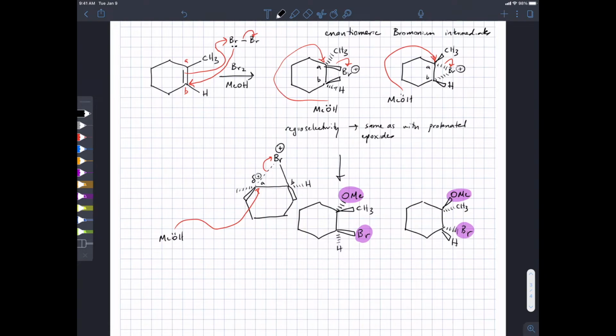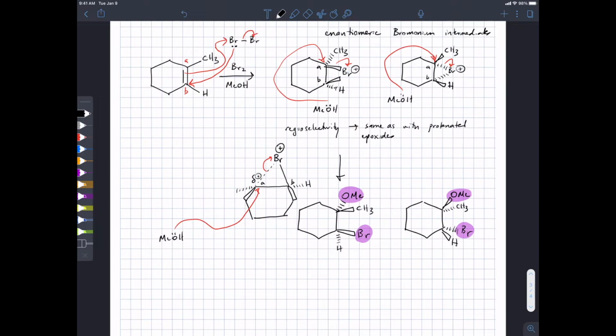With hydrohalogenation, the nucleophile ended up on the more substituted carbon. With hydration, the OH ended up on the more substituted carbon. And all of that is about the ability of more substituted carbons to better tolerate positive charges.